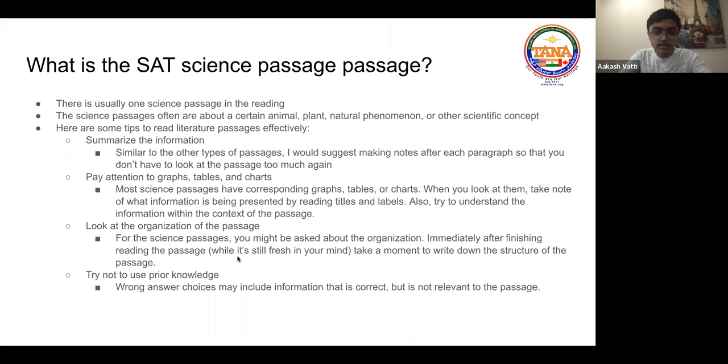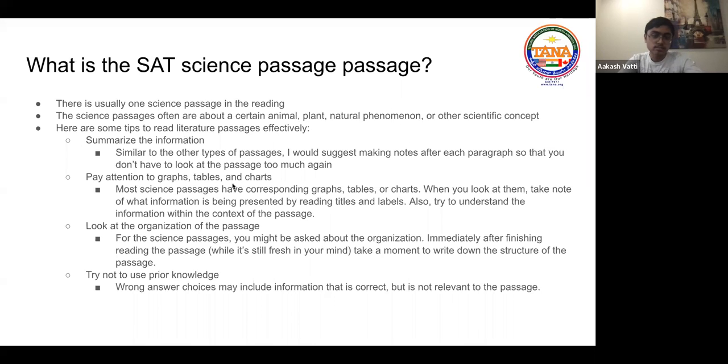All right. So yeah, going back to what I was saying before. There's usually just one science passage in the reading, although the paired passage may contain the science passage instead. So science passages are usually about a certain animal, plant, natural phenomenon, or other scientific concepts. This could be something about space, or it could be about dirt on an island somewhere in the middle of the Pacific Ocean. So some tips to read, I guess I meant to write, science passages effectively.